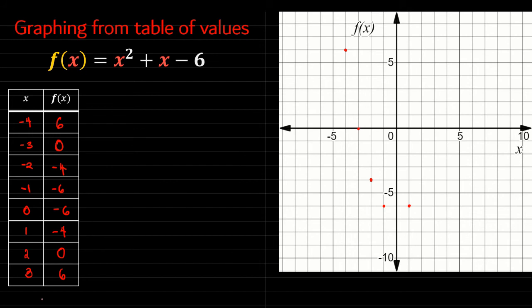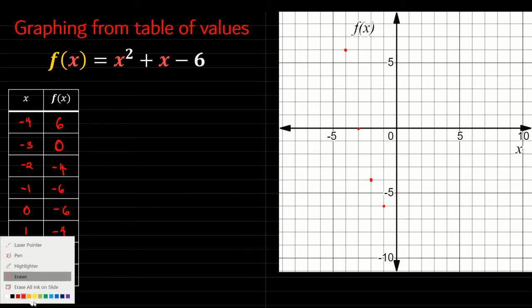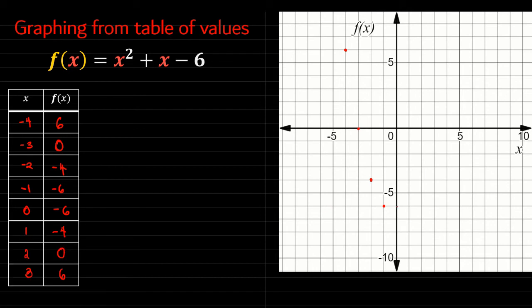No, my bad. 0, -6 is not there. 0, -6 is right here. Right, so x is 0, y is -6. 1, -4 is here. 2, 0 is here. And 3, 6 is over here. Okay, so we have our curve shaping up nicely. Just going to try to do the best I can to join this, right?